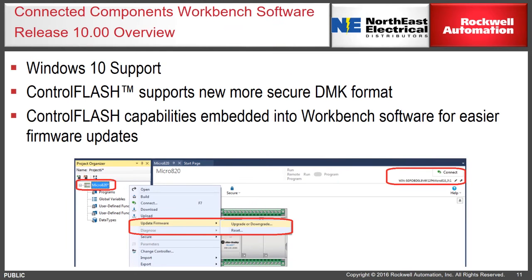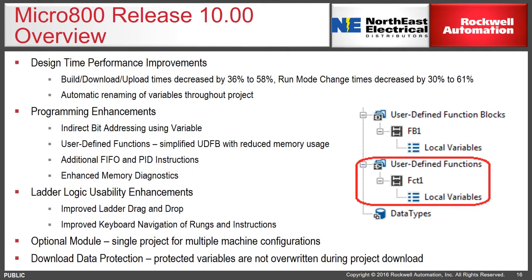Let's now jump into what's new in Release 10 for CCW. The big takeaway is Windows 10 support. Also, it is now easier to flash components right from within CCW. Release 10 for the Micro 800 is focused on improved performance and usability. I'll review in more detail the design time performance improvements, the programming enhancements, and the ladder logic enhancements next.